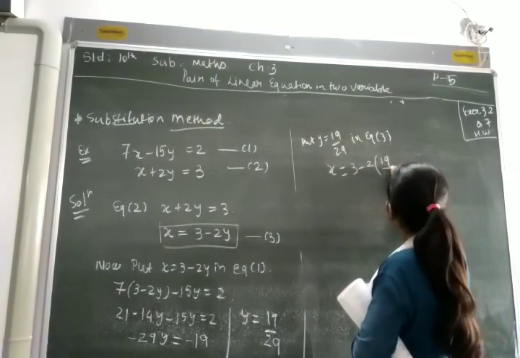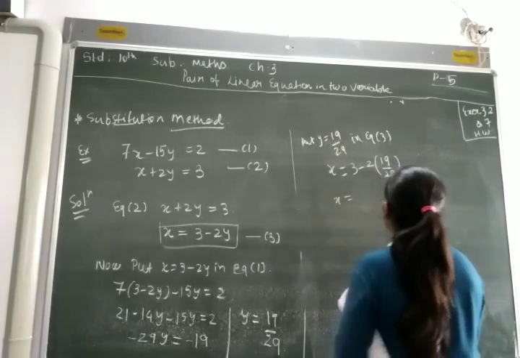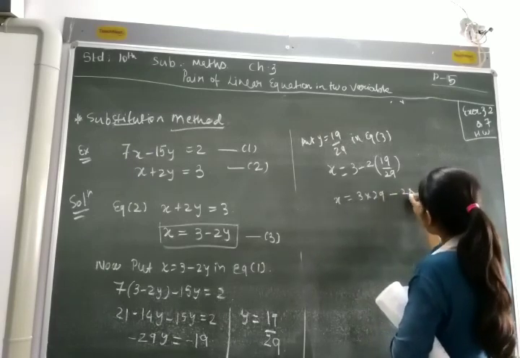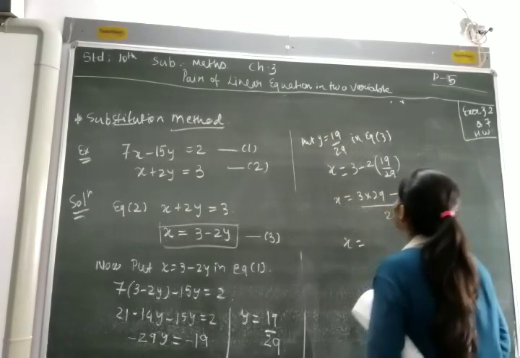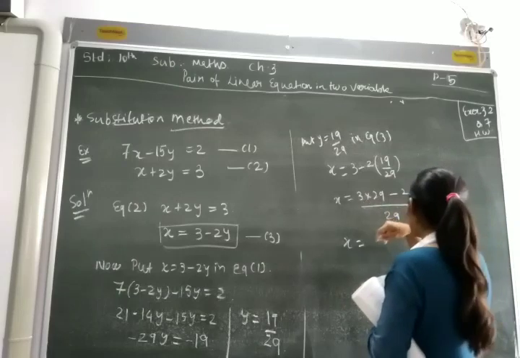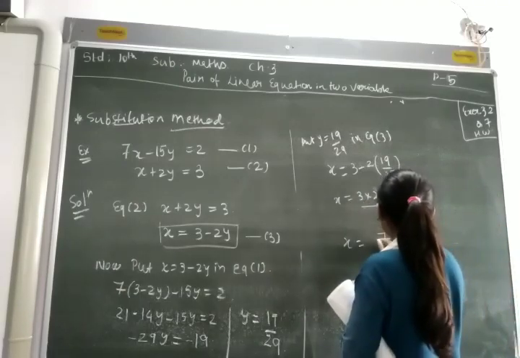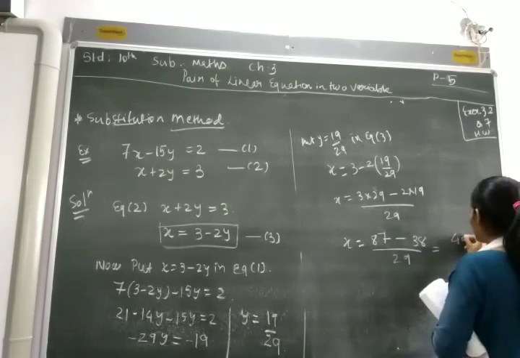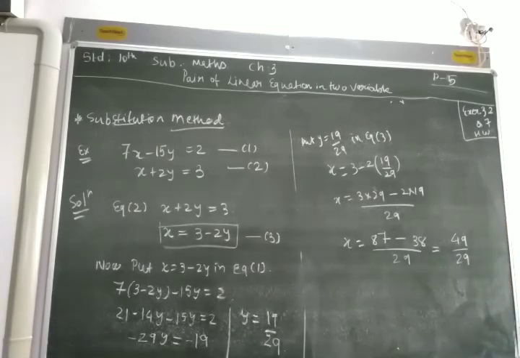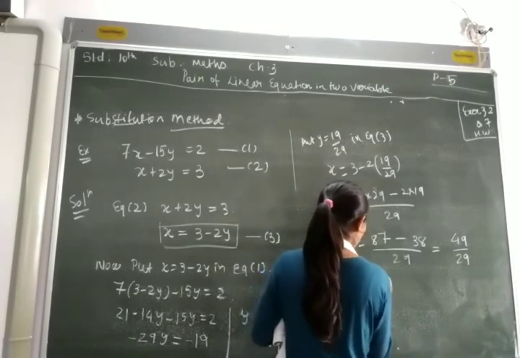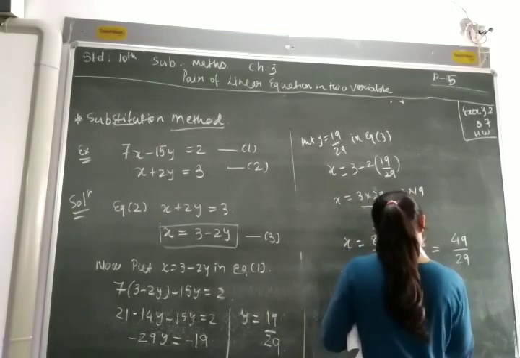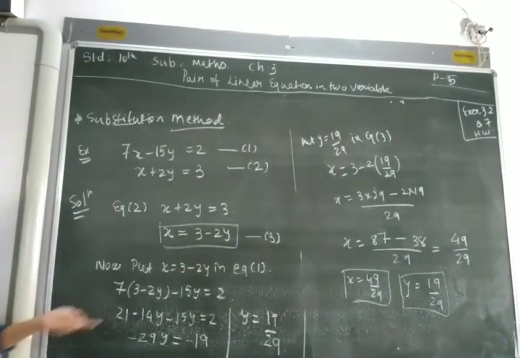Minus 2 19/29. So x equals, okay, we have to take the LCM. So 3 into 29, 2 into 19 upon 29. So now just 87, 38, 29. Okay. So 49 upon 29. So x equals 49 upon 29. Then y equals 19 upon 29. So I am getting the values over here. Okay. Now move towards one more question.